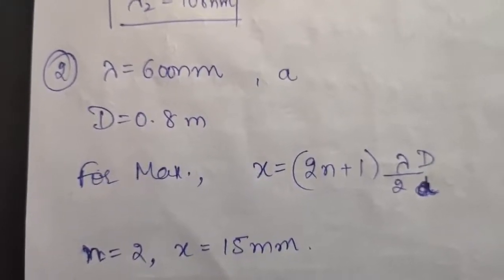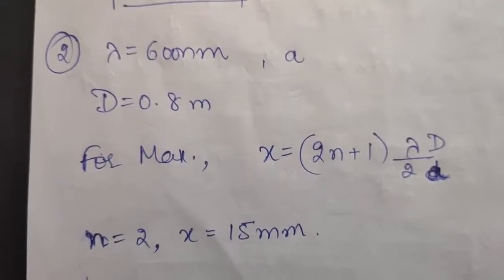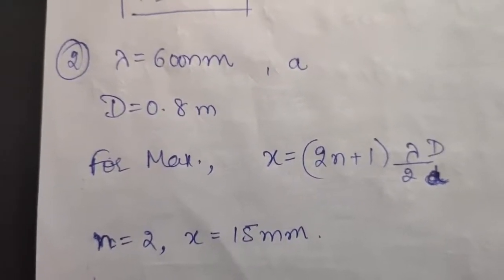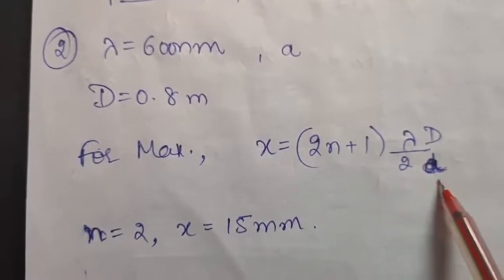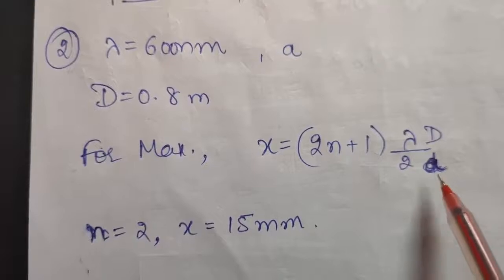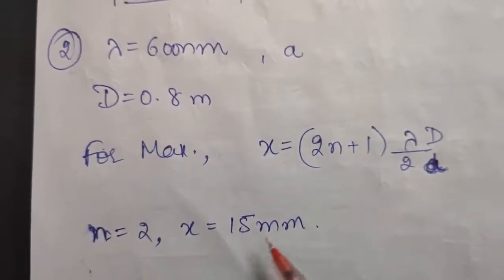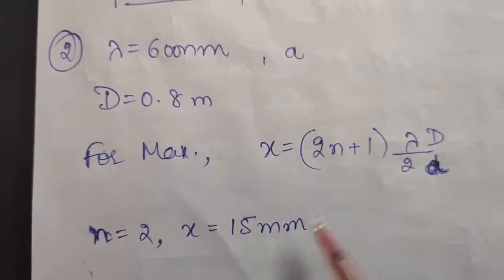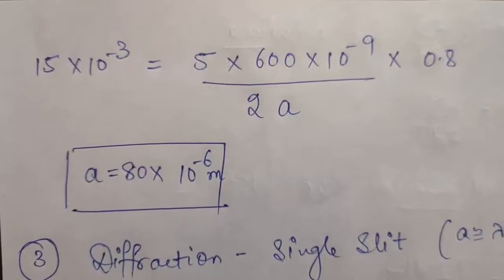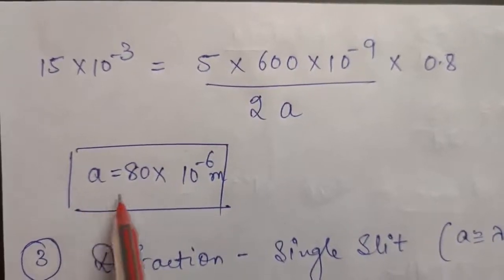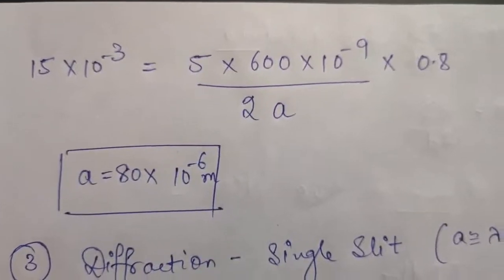So first of all, as you know, in your diffraction pattern, the positions of the maxima are given by (2n plus 1) lambda D by 2a. So therefore, this is the position of maxima, and for second maxima, that is when n is equal to 2, x is given to be 15 millimeters. So put all these values in this equation like this, and when you solve it, the answer of a, that is your slit width, will come to be 80 into 10 to the power minus 6 meters.